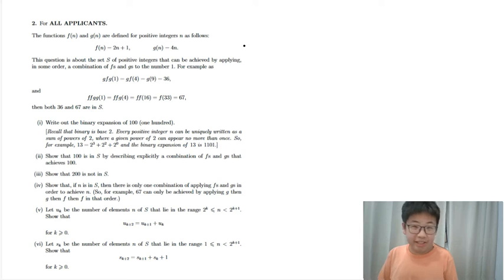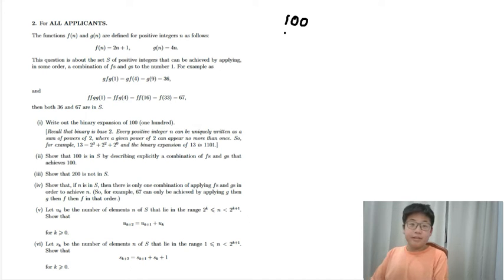Let's look at the question. The question says we have two functions, f and g, which do some certain operations. The question is about the set of positive integers that can be achieved by applying, in some order, a combination of f's and g's to the number 1. Well, isn't that interesting? I have gone through that before because I studied binary. Thank goodness, because now we have the binary expansion of 100. So let's write down 100 here.